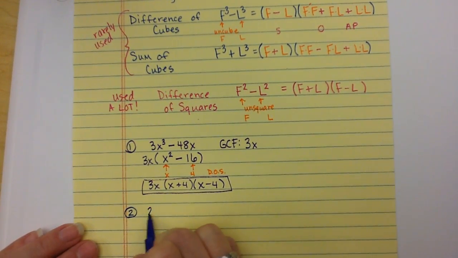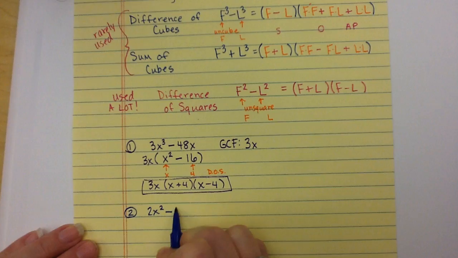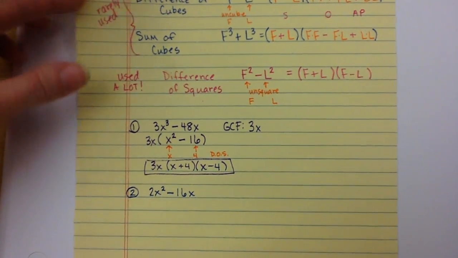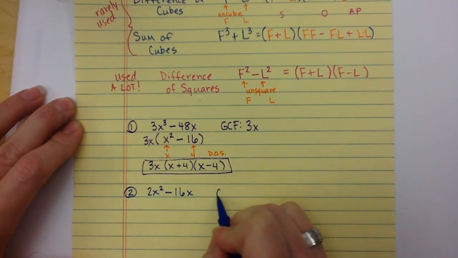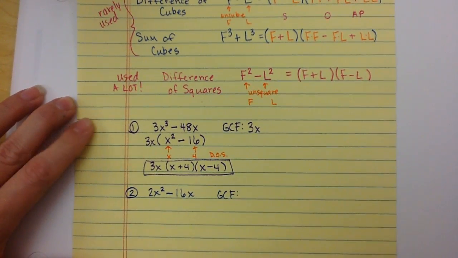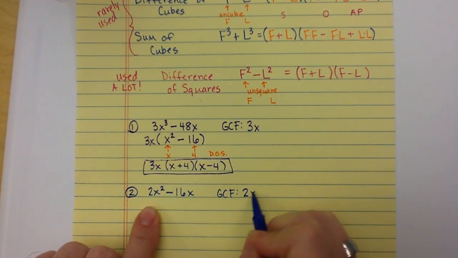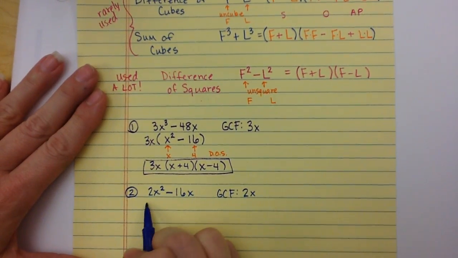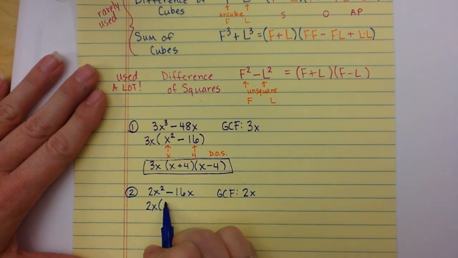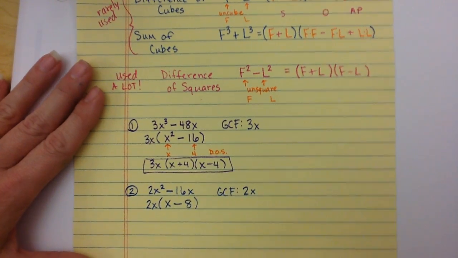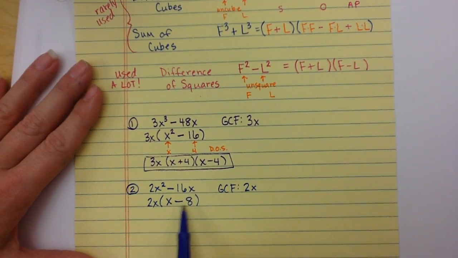Let's look at another one. 2x squared minus 16x. So again, we're going to start with GCF. Looks like I can take out a 2 and an x. So I'll have 2x times 2x squared divided by 2x leaves me x. 16x divided by 2x leaves me negative 8. And then we look at our parentheses.